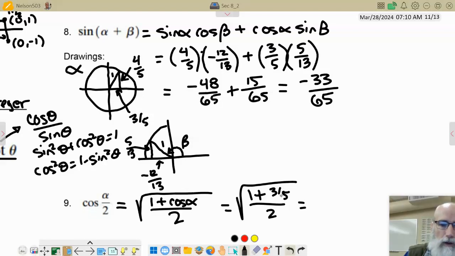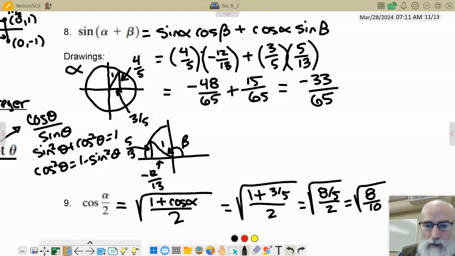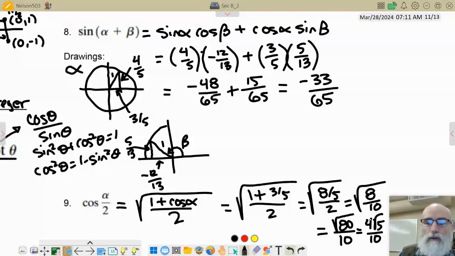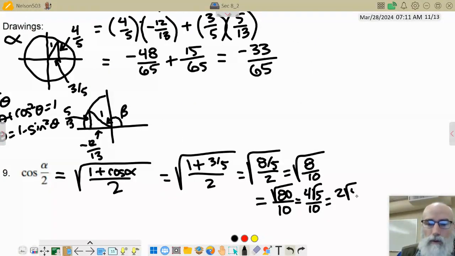Okay, well, 1 is 5/5. So I've got 8/5 divided by 2, right? So I got the square root of 8/5 divided by 2. When you divide a fraction by 2, it doubles the denominator. That cuts the fraction in half, right? So now we've got the square root of 8 over 10. All right. And then to rationalize the denominator, I multiplied the numerator and the denominator by square root of 10, and that gave me the square root of 80 all over 10. And then I said, well, 80 is the same thing as 16 times 5. And so if I take the square root of 16, I pull a 4 out, right? So I've got 4 square root of 5 all over 10. And then I reduce the 4/10 down to 2/5. So I ended up with 2 square root of 5 over 5.